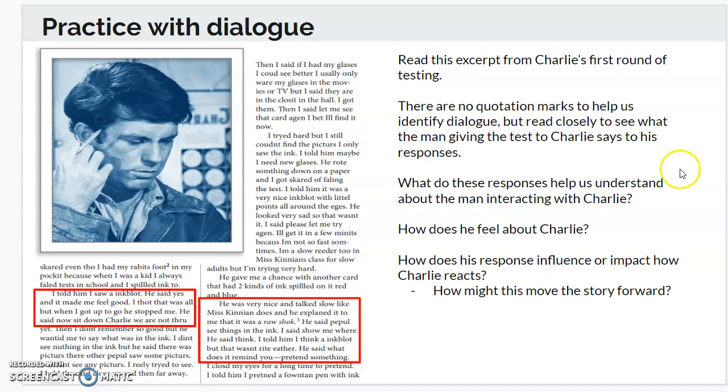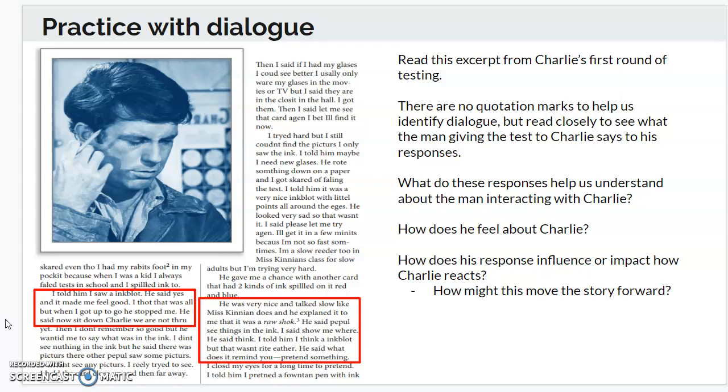So if you look over here, it says, "I told him I saw an ink blot." Now, if you remember from yesterday's lesson and what you looked at yesterday, this is referring to the Rorschach ink blot test, okay? So this is when Charlie is participating in that. He said, "Yes, and it made me feel good." So there again, Charlie tells us that being told yes, that he got something right, made him feel good. That builds on our indirect characterization that he's a people pleaser.